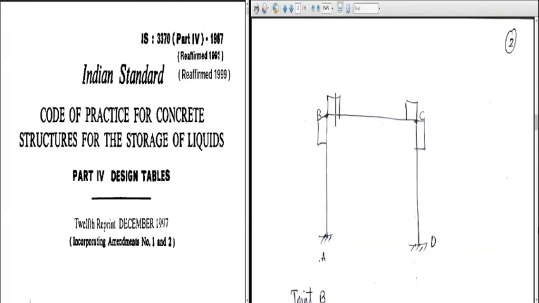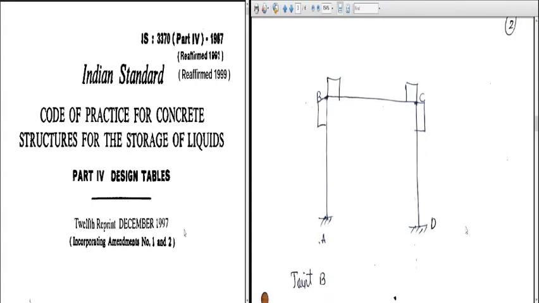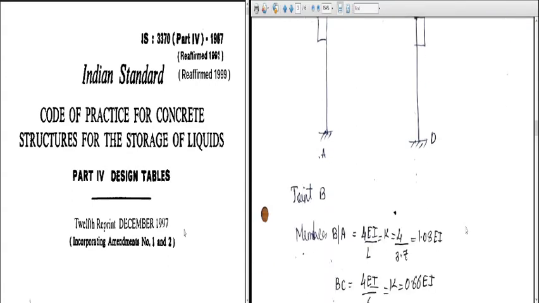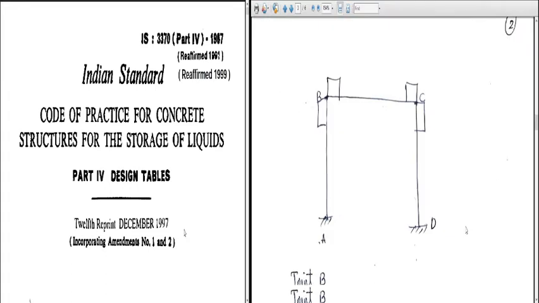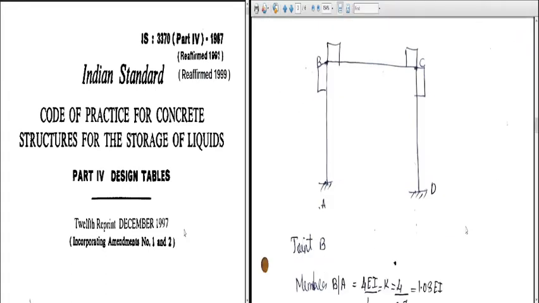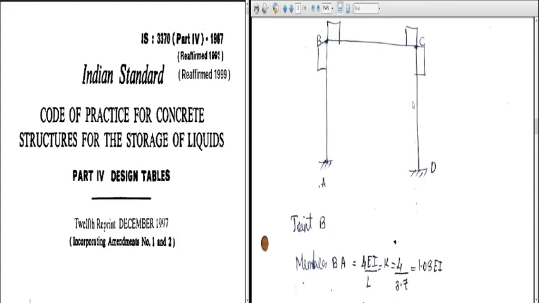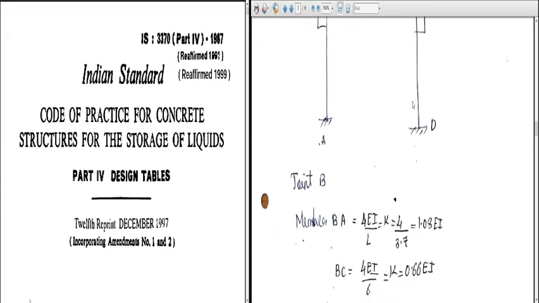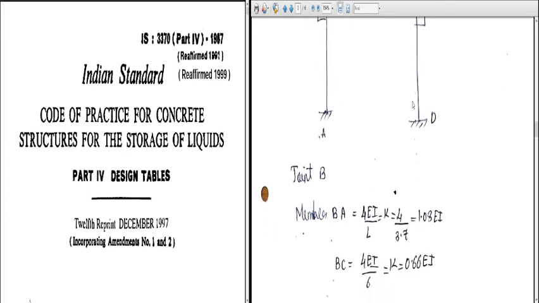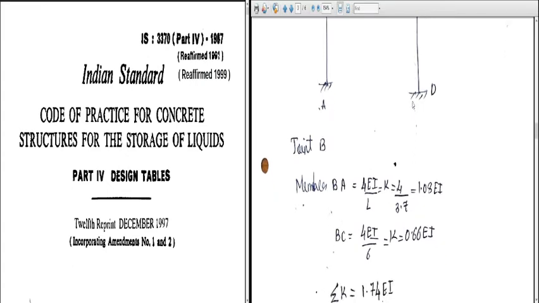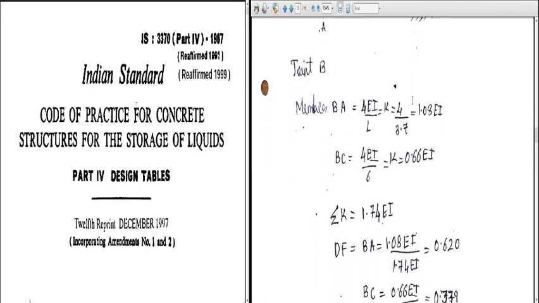So this is how we have considered the frame. A and D are the bottom of the slab. So we have taken it as fixed. So this is B and C. So at a joint B, we have member B to A and we have B to C. So for member B to A, 4 by L, which is 4 divided by 3.7, which is going to be 1.08 EI, and for B to C, 4 by L, but L is 6, which is going to be 0.66 EI. So summation of K is equal to 1.74 EI.